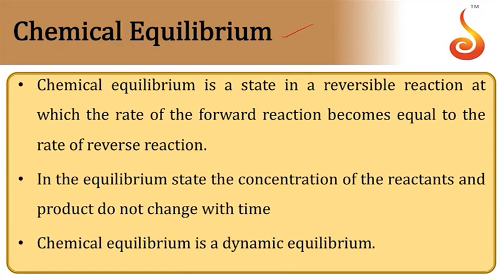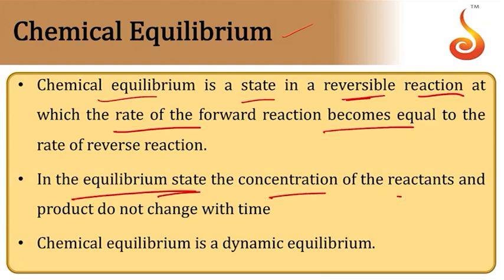Then comes chemical equilibrium. Till now we have seen physical equilibria. Chemical equilibrium is a state in a reversible reaction at which the rate of forward reaction becomes equal to the rate of backward reaction. At that state it is called chemical equilibrium. In the equilibrium state, the concentrations of reactants and products do not change with respect to time; they always remain constant.